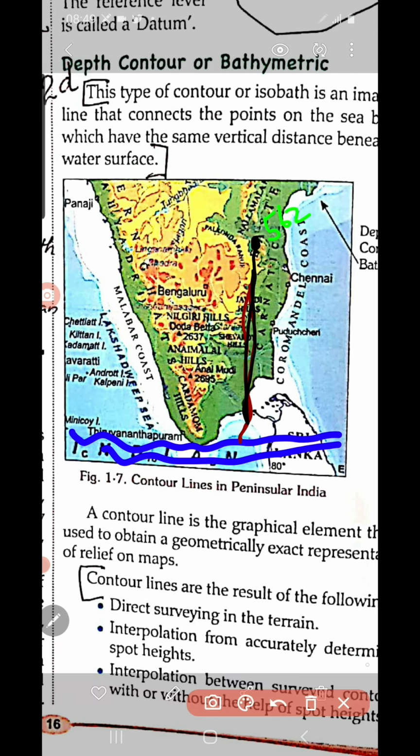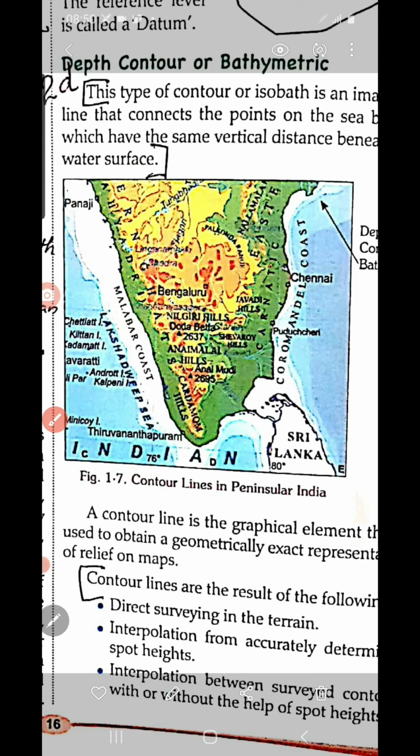Okay, so what is that? Interpolation from accurately determined spot heights. Then interpolation between surveyed contours, with or without the help of spot heights. Interpolation means they study it from all viewpoints, and then confirm that, even with the spot height and also without the spot height, their surveying is correct, their measurement has gone correct. That is what is mentioned here.